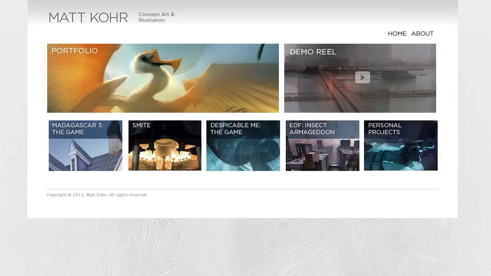Okay, here I was really getting close. I've got portfolio and demo reel, which are big. That's good. They're also on one tier. Then the second tier, they're a little bit smaller and they're all equal. And that's good because they're all similar. Madagascar, Smite, personal projects, these are all individual groupings of work.